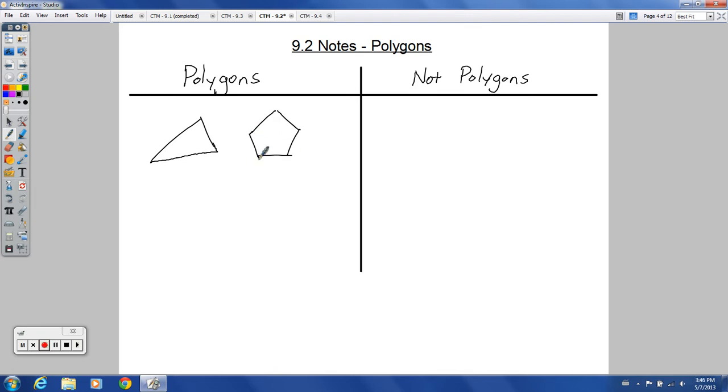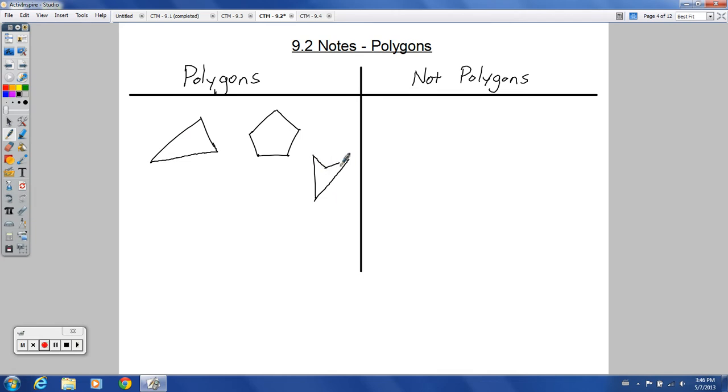Not drawn perfectly. Imagine these are connecting right at the endpoints. So if I want to be more precise there, I should get rid of those little extra parts. That wouldn't be a polygon if it actually extended farther. They have to connect right at their endpoints. And so here's a pentagon. Here's a triangle.